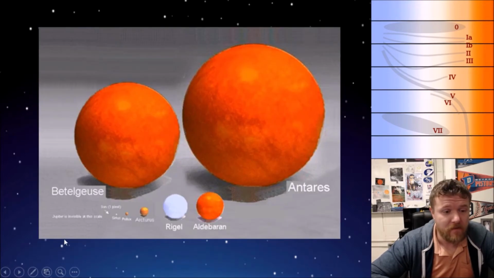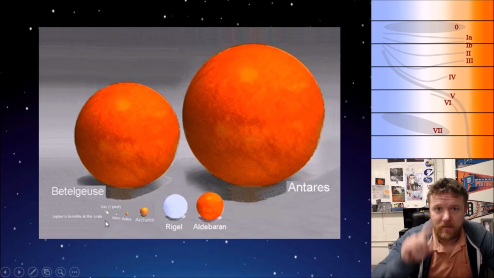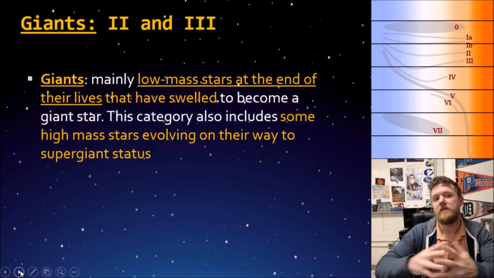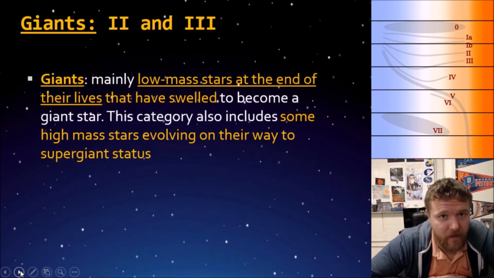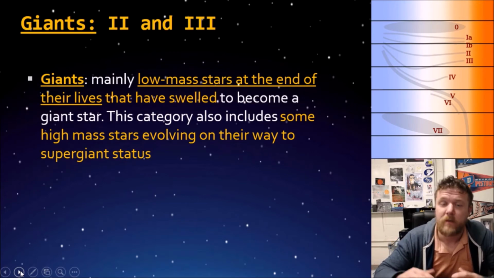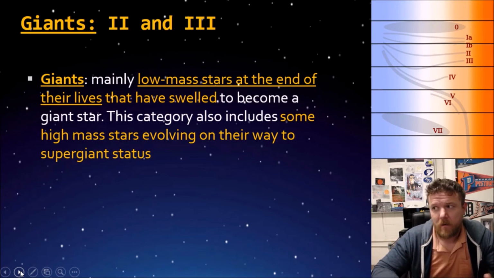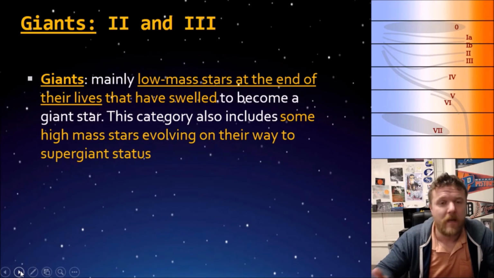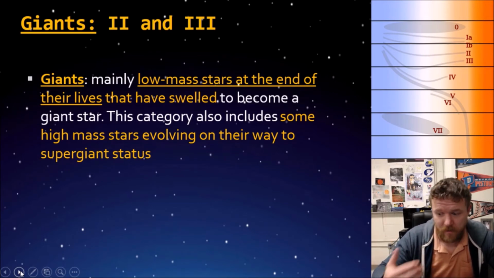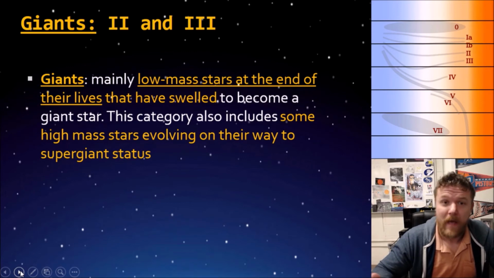Just to see how big these are, this is Betelgeuse and Antares, and our sun is 1 pixel big. So they're large. Giants, numbers 2 and 3. This is what our sun's going to turn into. Our sun is not big enough to turn into a supergiant or a hypergiant. Our sun's simply going to turn into a giant, a red giant. So these are low mass stars, stars like our sun, at the end of their life.